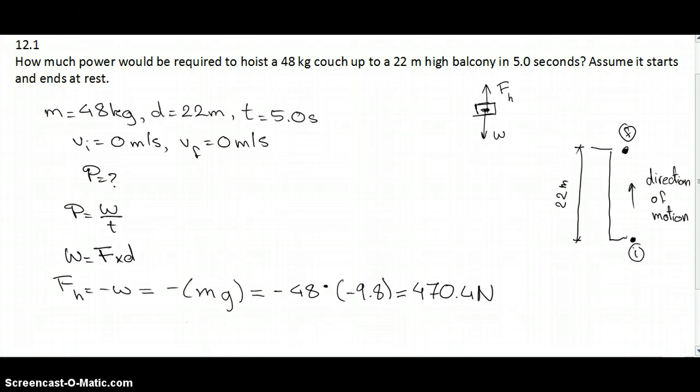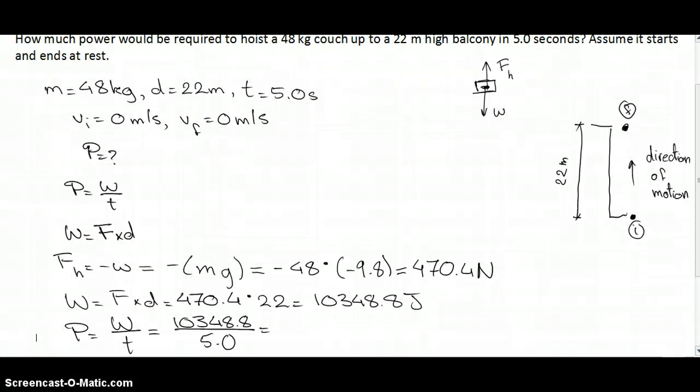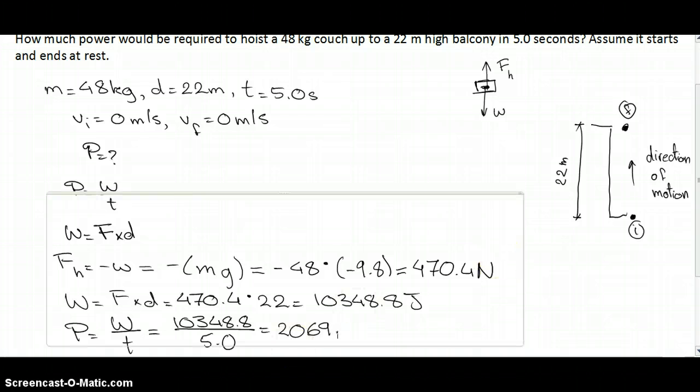So what is the work in this case? The work will be equal to 470.4 newtons multiplied by the distance, which is 22. I find the answer. The unit is joules, and it's positive because the direction of motion and the direction of the force are the same. And then I substitute to find the power. The power is equal to the work over time. So I substitute my numbers and I find the answer. And the unit is watts.